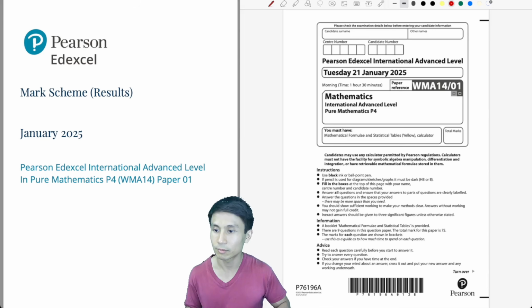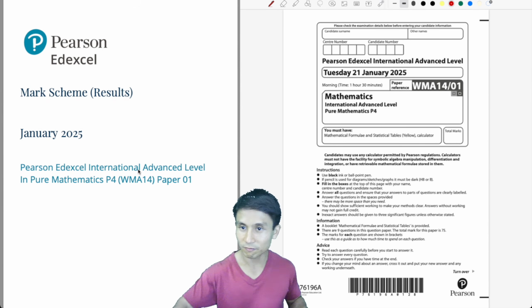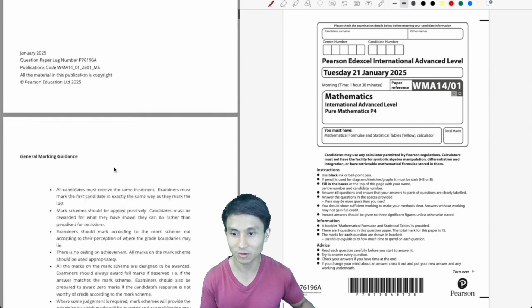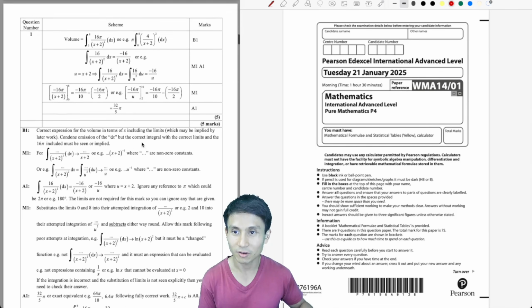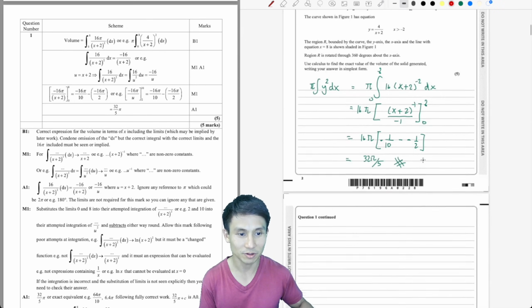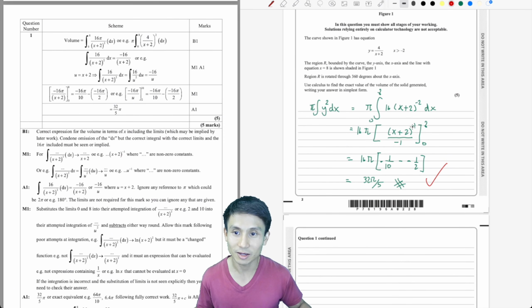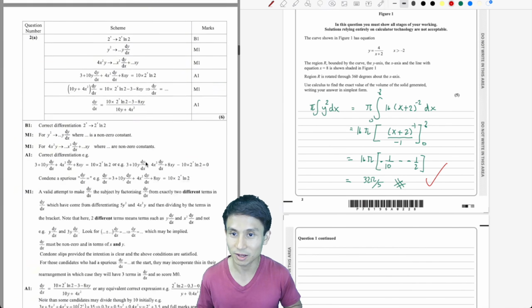Okay, so this is the mark scheme for IAL P4 2025 January. Let's get started on marking it. All right, number 1 here, and this is my paper. I did this without having seen it. So the first one, right? Yeah, all the working should be fine.